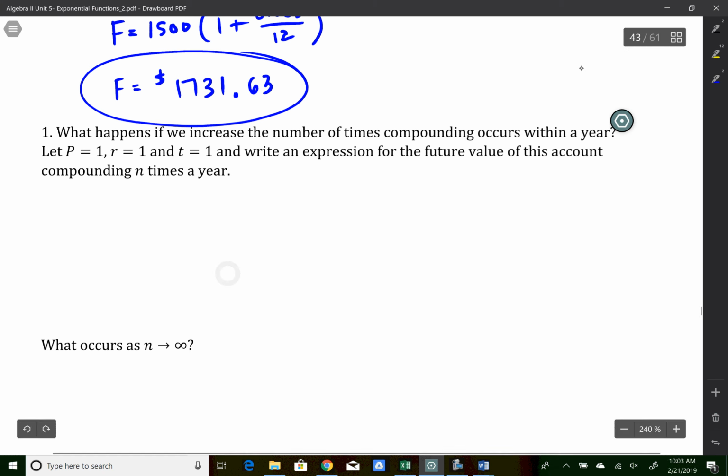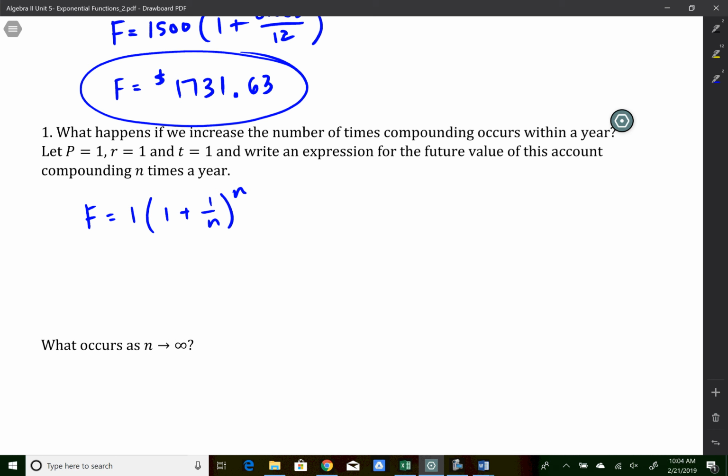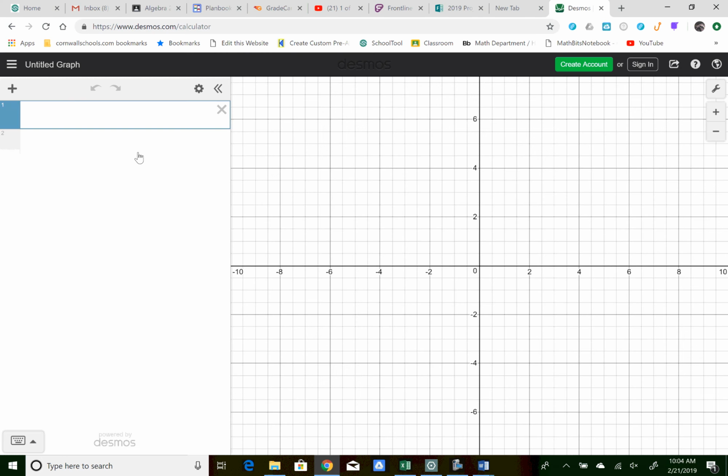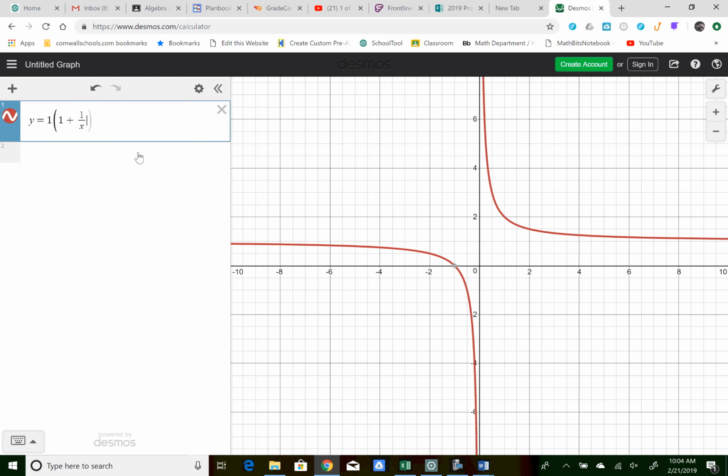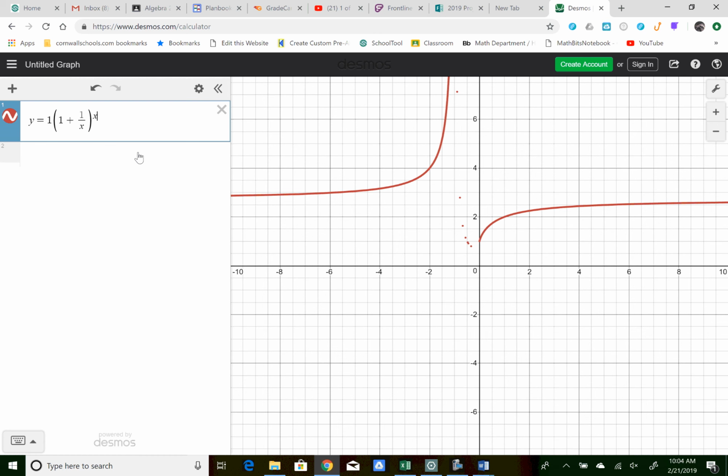So if we rewrite this future value equation with 1s in for those three things, we get this equation. The exponent's 1 times n, so we'll just put n. Now, if n is increasing over time, what happens? So let me just graph that for you. Let me go to Desmos here. If I graph y equals 1 times 1 plus 1 divided by x, we'll use x instead of n, all to the nth power or x power, we get this function.